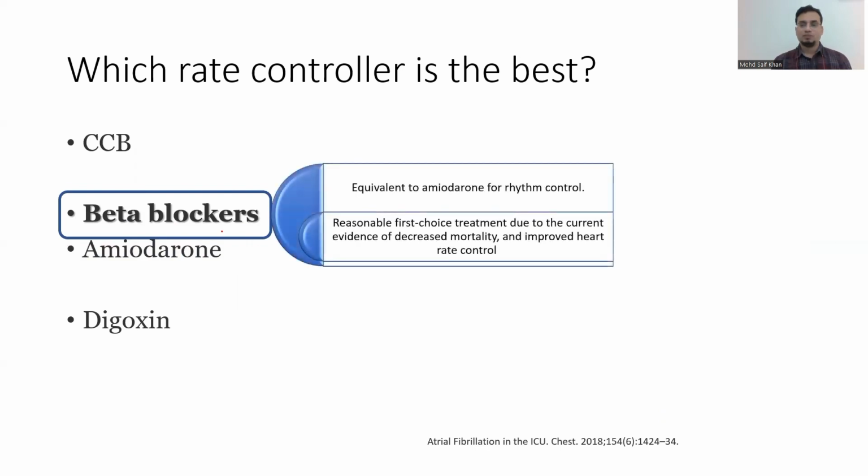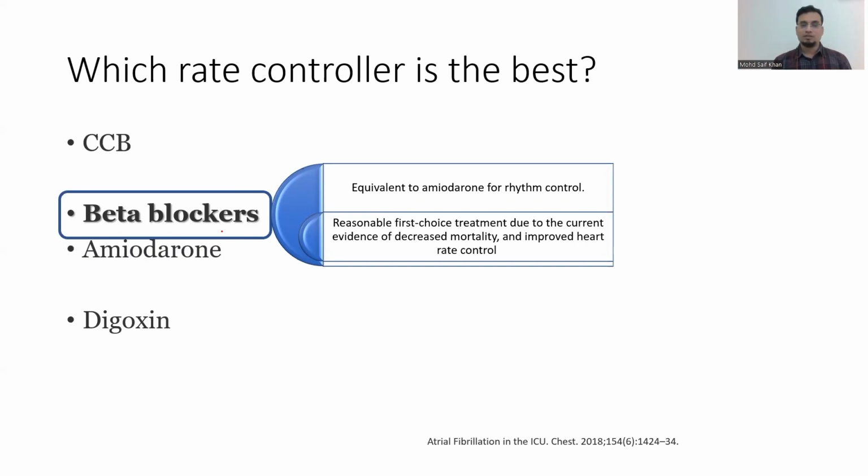But beta blockers may be a reasonable first choice treatment due to current evidence of decreased mortality. Okay, so if we talk about the mortality, beta blockers are superior to amiodarone as per studies, and they have improved or better heart rate control. So they are better rate controllers compared to amiodarone.